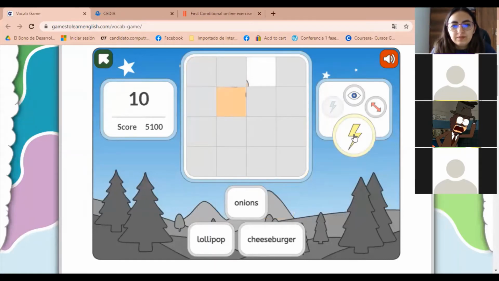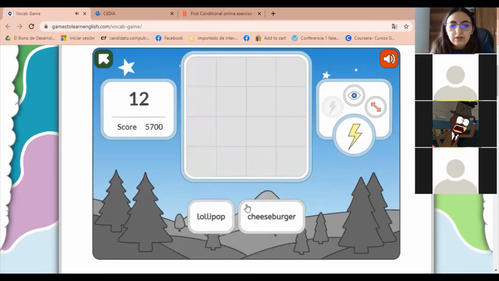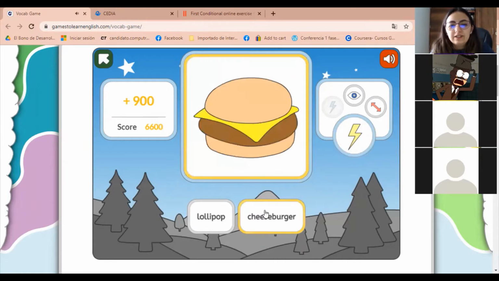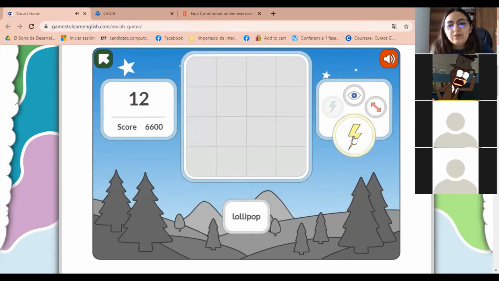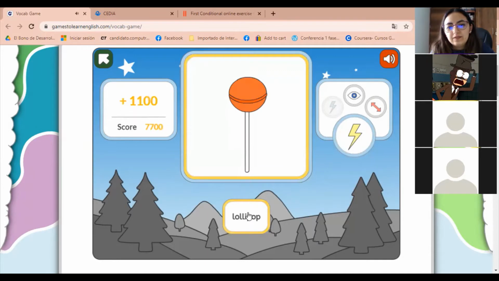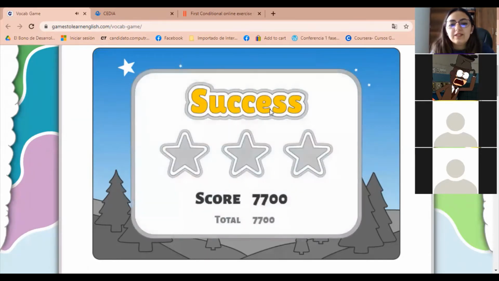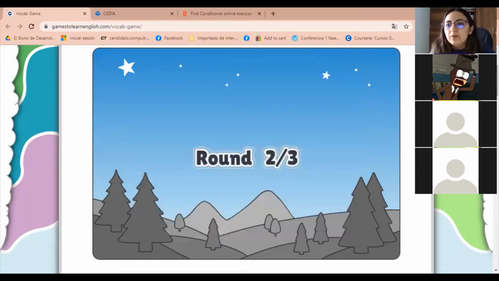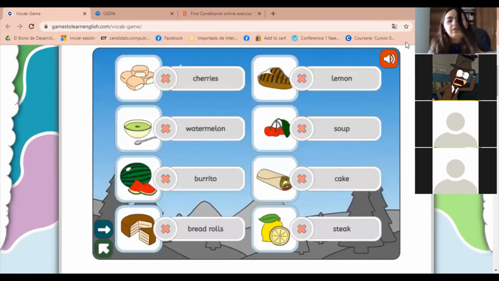What about this? Onions, exactly. Las cebollas, no? Onions. We have two left. Cheeseburger. Good. And the last one we have is obviously lollipop. Good, guys. Very good. Excellent. So now we have practiced a little bit of food.